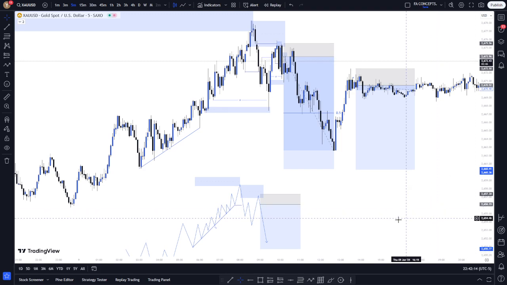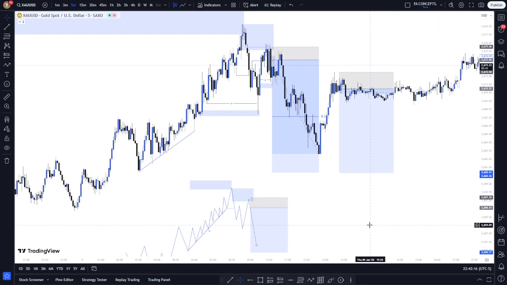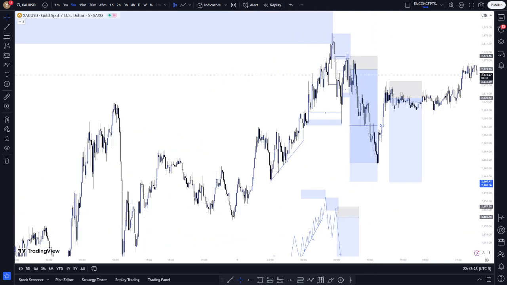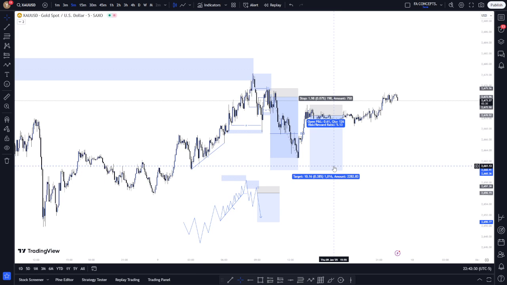All right, so tomorrow's Friday. Let's see what happens tomorrow. Hopefully we can find opportunities as always. But yeah, this was a trade breakdown of gold.